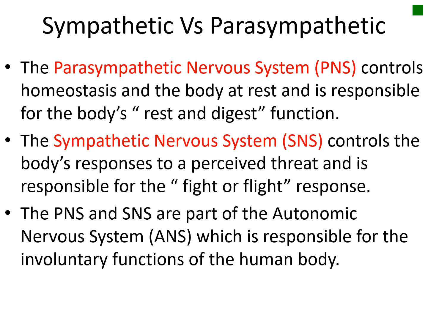Sympathetic and parasympathetic. The parasympathetic nervous system (PNS) controls homeostasis and the body at rest, and is also responsible for the body's rest and digest function. The sympathetic nervous system (SNS) controls the body's response to perceived threat and is responsible for the fight or flight response. These two, parasympathetic and sympathetic, are part of the autonomic nervous system, which is responsible for the involuntary actions inside the body.